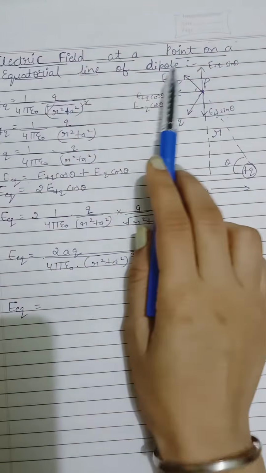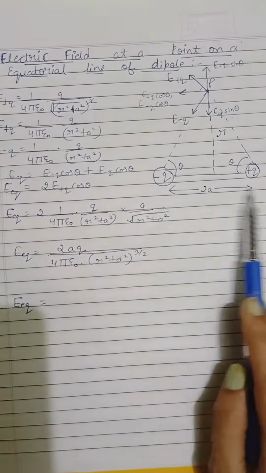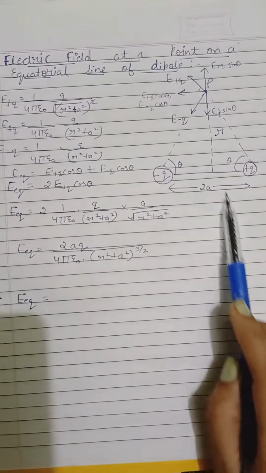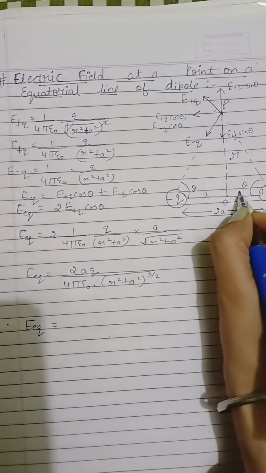The topic is the electric field at a point on the equatorial line of a dipole. Like the previous derivation, again we will consider two charges, plus q and minus q. The distance between these two charges is 2a. So this is the center point, so this will be a and this distance will be a.